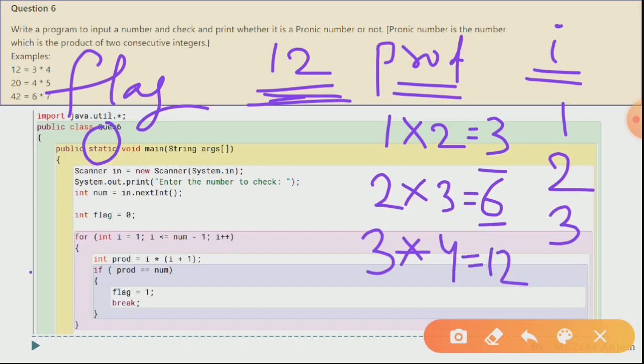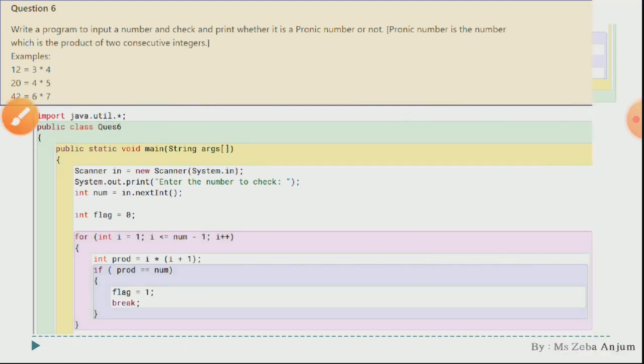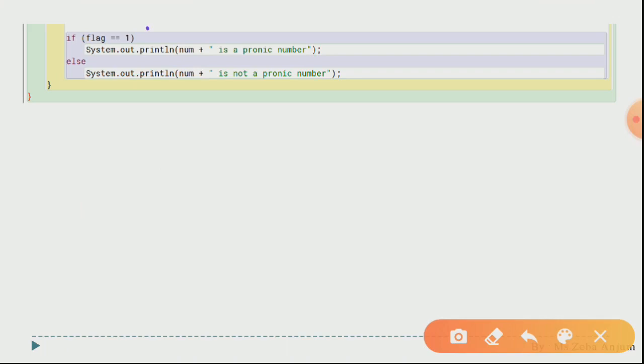Now when it checks this product equals num, the condition becomes true and your flag becomes 1. Initially our flag was 0, now it becomes 1. And the loop gets a break, so आप क्या हो जाएंगे? आप इस for loop से बाहर आ जाएंगे. Now moving forward, now it will check whether your flag equals 1 or not. If yes, if your flag आपका equal to 1 है, then your number is a pronic number, otherwise your number is not a pronic number.